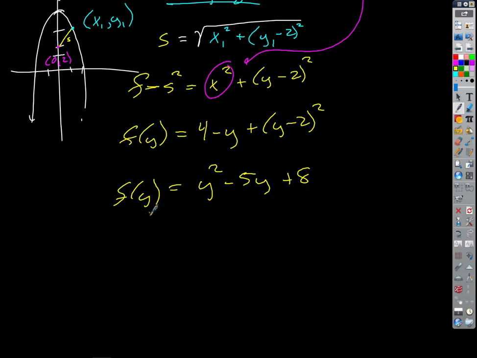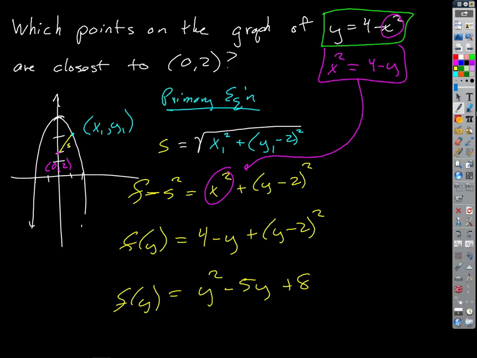Okay, now what about our domain? We need to get a domain. What are the values that y could have? Less than or equal to 4. Less than or equal to 4. And well, you can see that on the graph, I guess, right? But you can also see it up here.